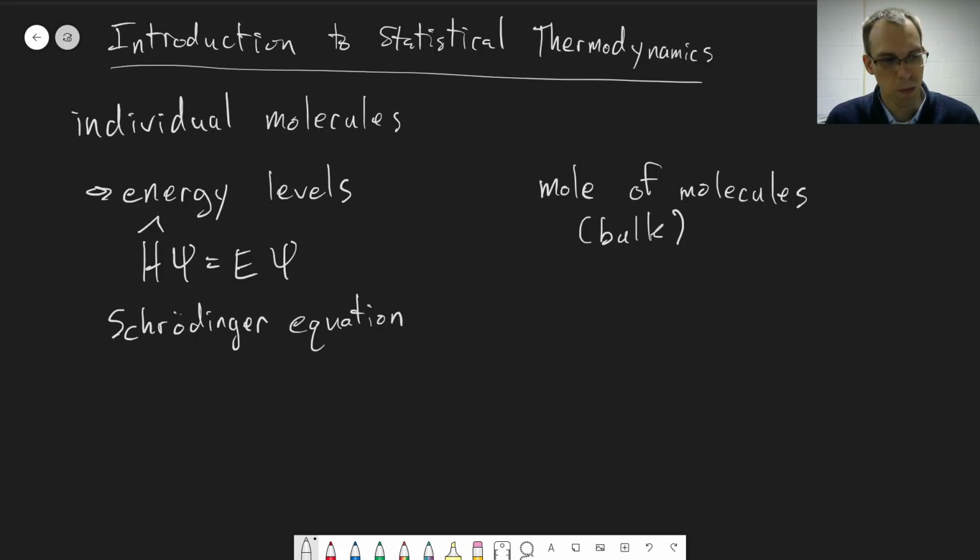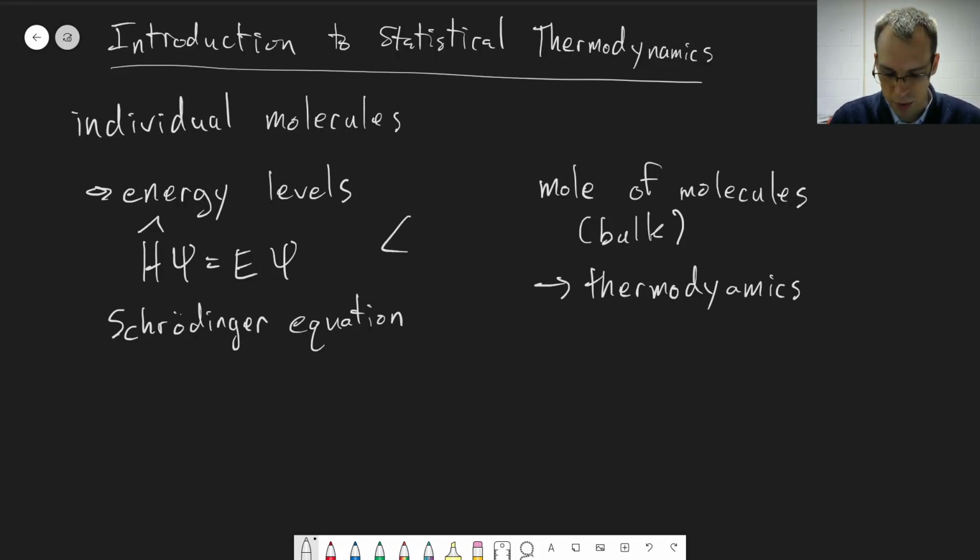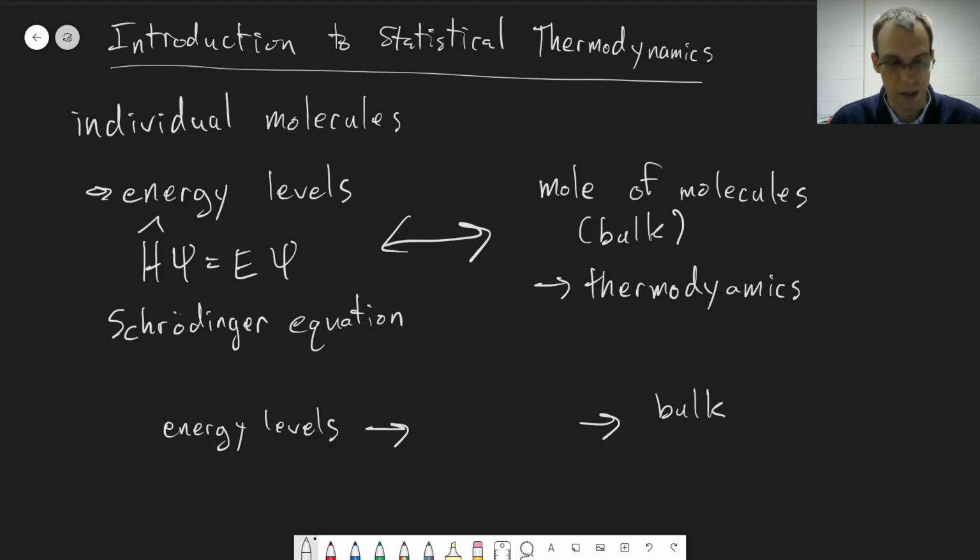What would be really great is to be able to bridge these two concepts, these two general areas of research in physical chemistry and chemistry in general. The question is, is there any way that we can link these? If we know the quantum behavior, if we understand the energy levels of a molecule, can we go to the bulk properties? Can we calculate things like Gibbs free energy or entropy?